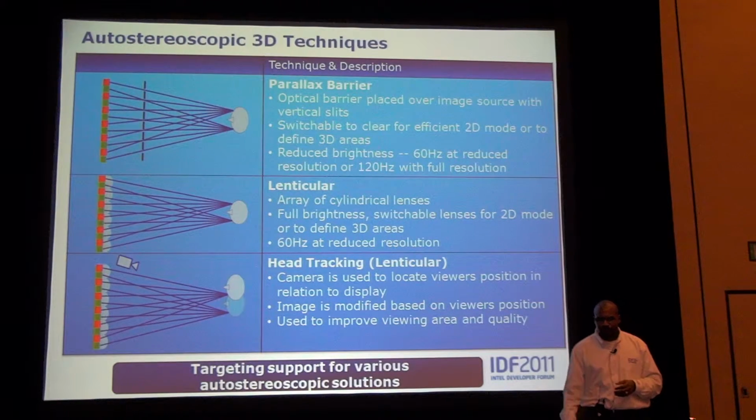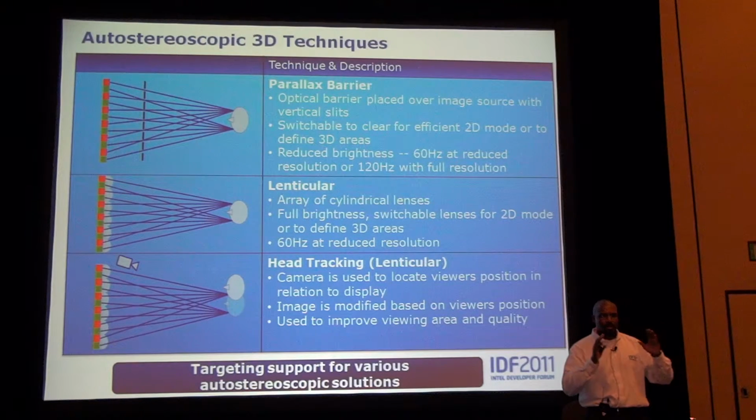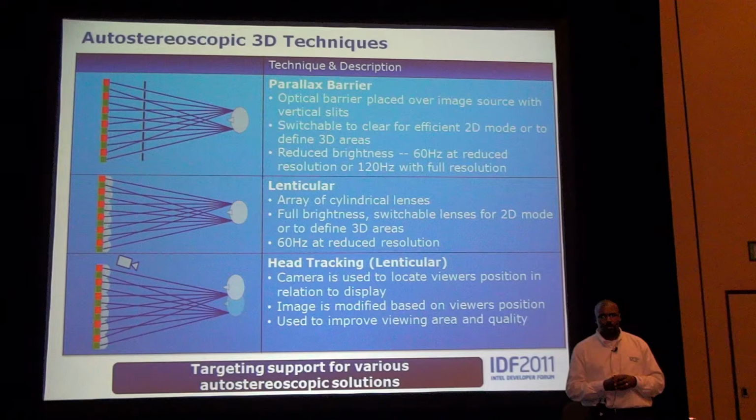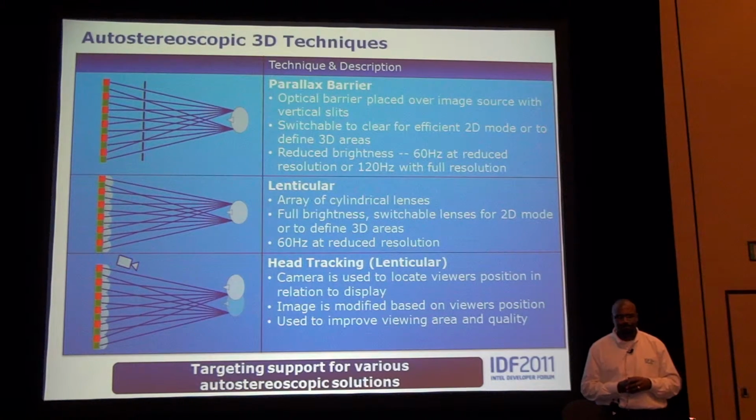And then, what's ultimately good for a single viewer type of scenario is head tracking. That's adding a camera to the lenticular scenario. And that camera, based on an algorithm, tracks the user's head movement, and then refracts the light and the content based on where that user is in relation to the panel.